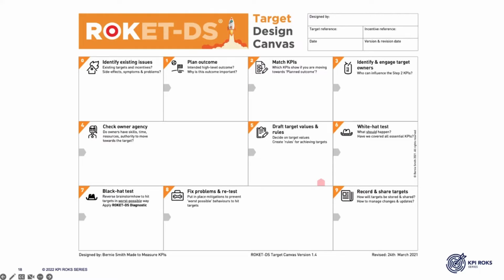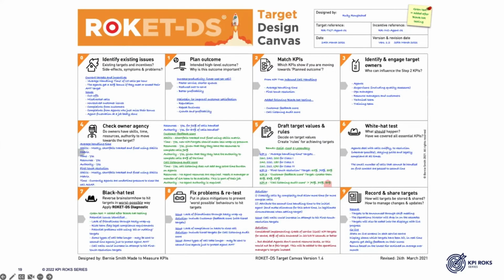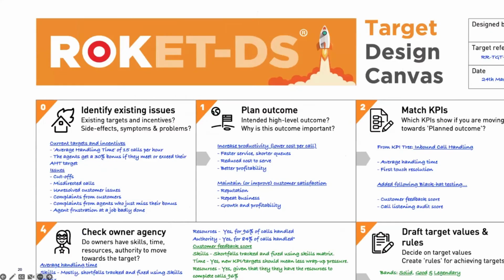As you can see, this is the target design canvas I showed before. This is how it can be filled in. I will show an example to identify possible issues, for example side effects, symptoms and problems. This one is from customer service.